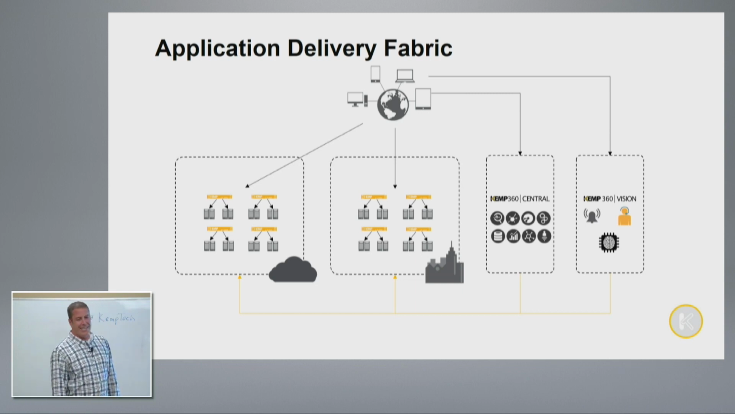And then we have that control, right? Getting the insights, the monitoring, the proactive alerting, all of that is tied into these two products, KEMP 360 Central and KEMP 360 Vision. Again, this is what the application delivery fabric is as a whole, with all of these components and all these different options and licensing options that we're providing to customers.